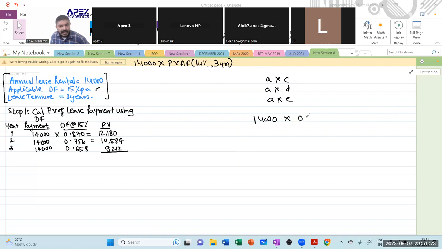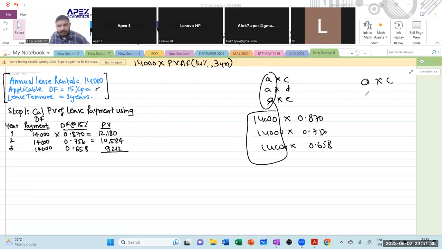14,000 multiplied by 0.870, 14,000 multiplied by 0.756, and 14,000 multiplied by 0.658. These are all the same numbers, so I'll call them A. A multiplied by C, A multiplied by D, and A multiplied by E, giving AC, AD, and AE.